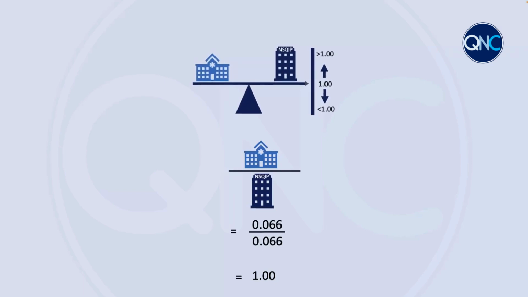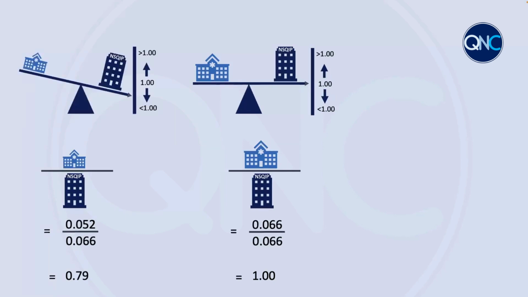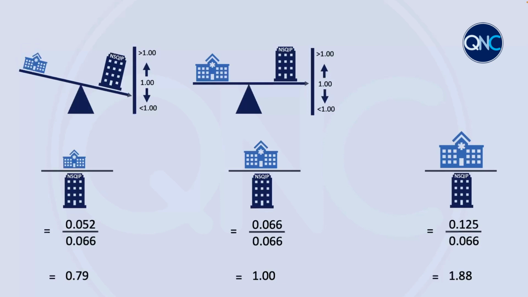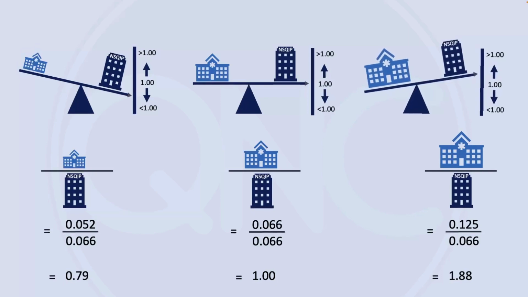What if another facility has smaller odds of an event happening, say 0.052? That ratio would be less than 1 at 0.79. With the numerator smaller than the denominator, the seesaw shifts towards less than 1. Suppose that another facility has higher odds of an event happening, say 0.125. That ratio would be higher than 1 at 1.88. With the numerator larger than the denominator, the seesaw shifts towards greater than 1.